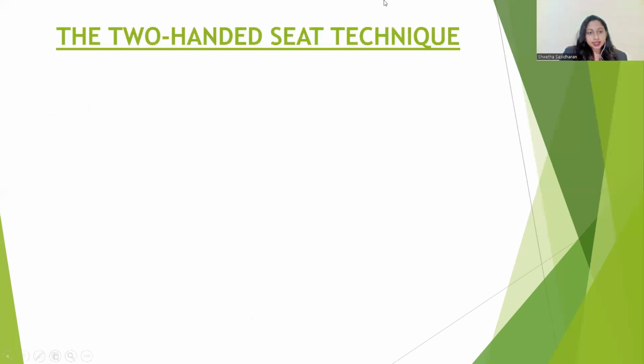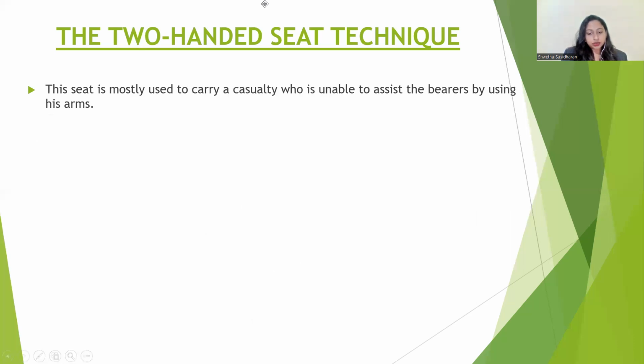Next is the two-handed seat technique. This technique is mostly used to carry a casualty who is unable to assist the bearers by using his arms.